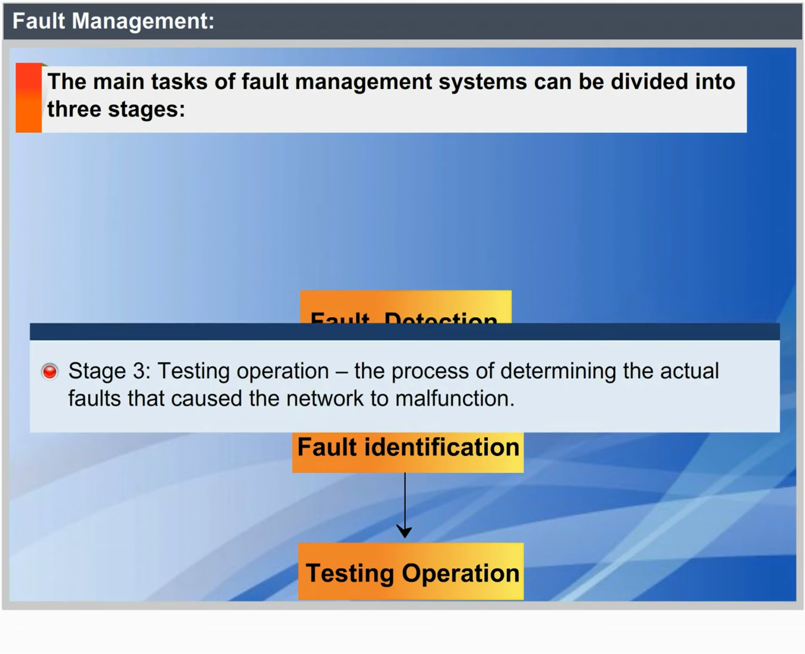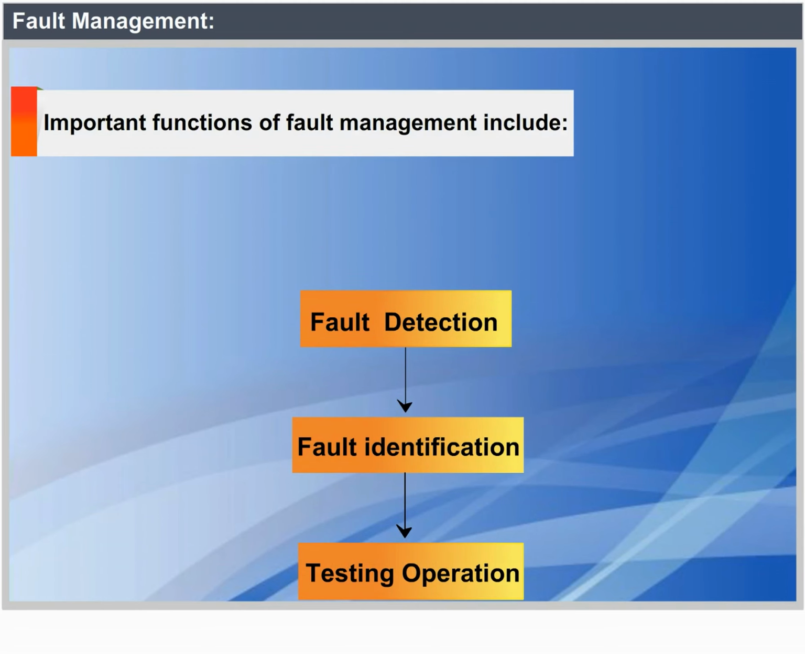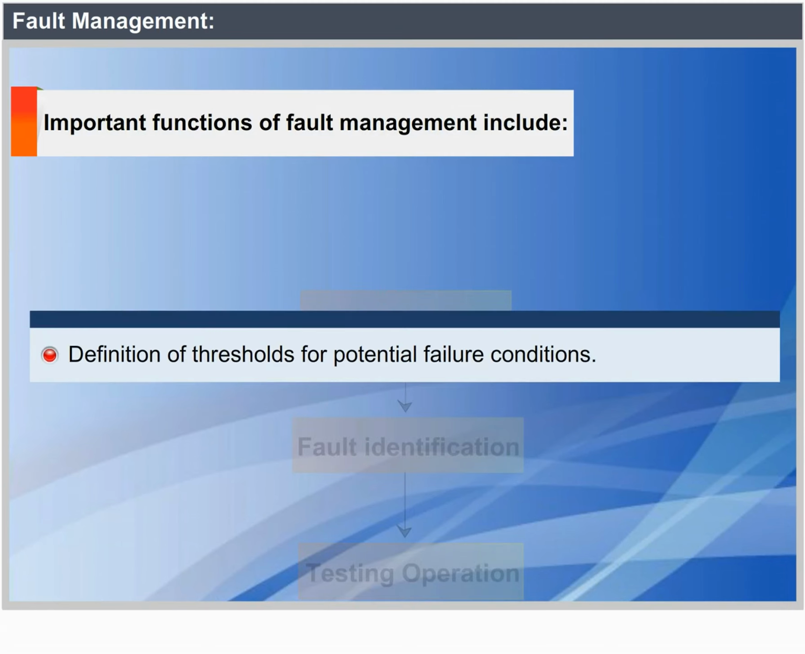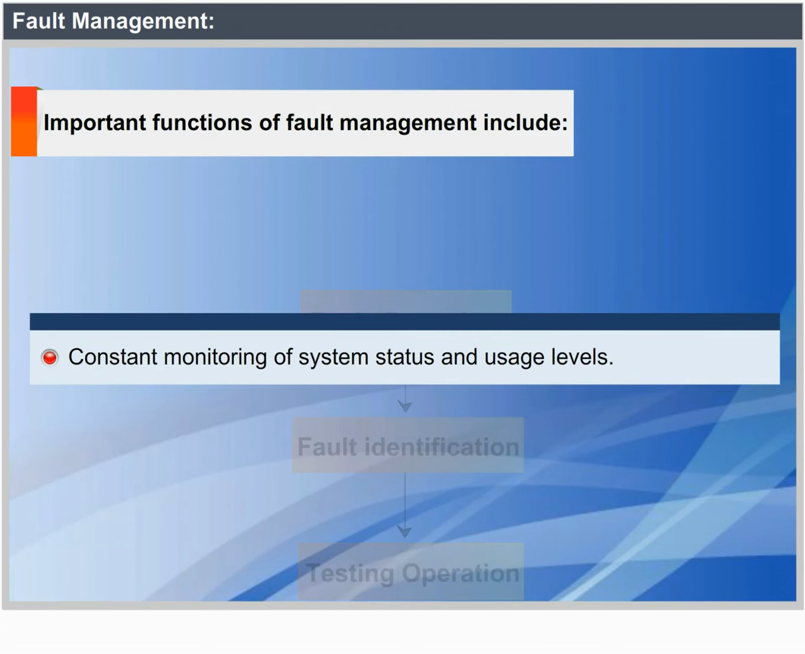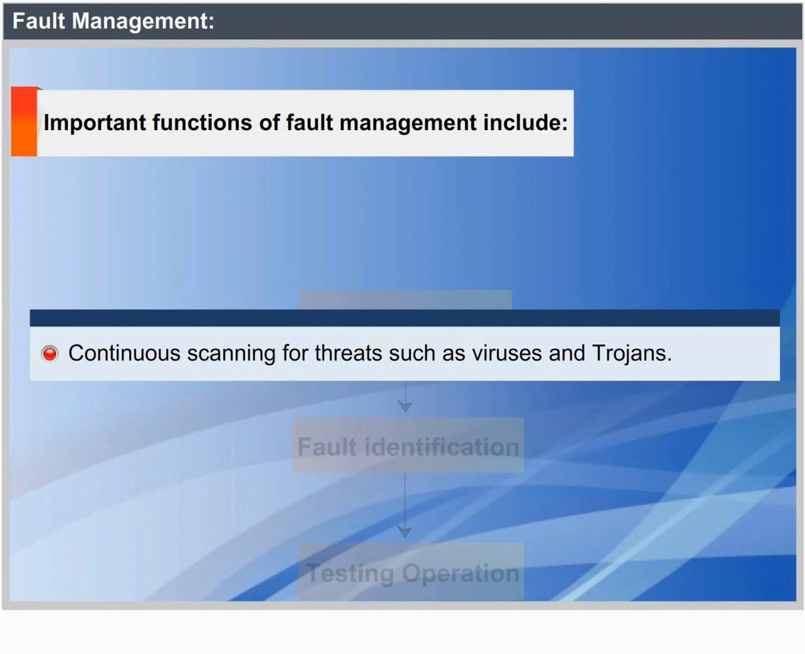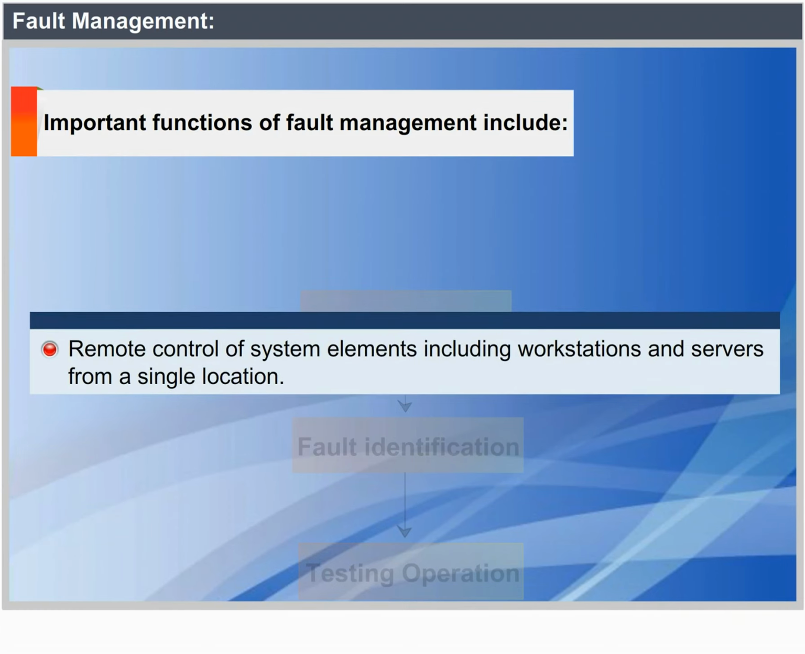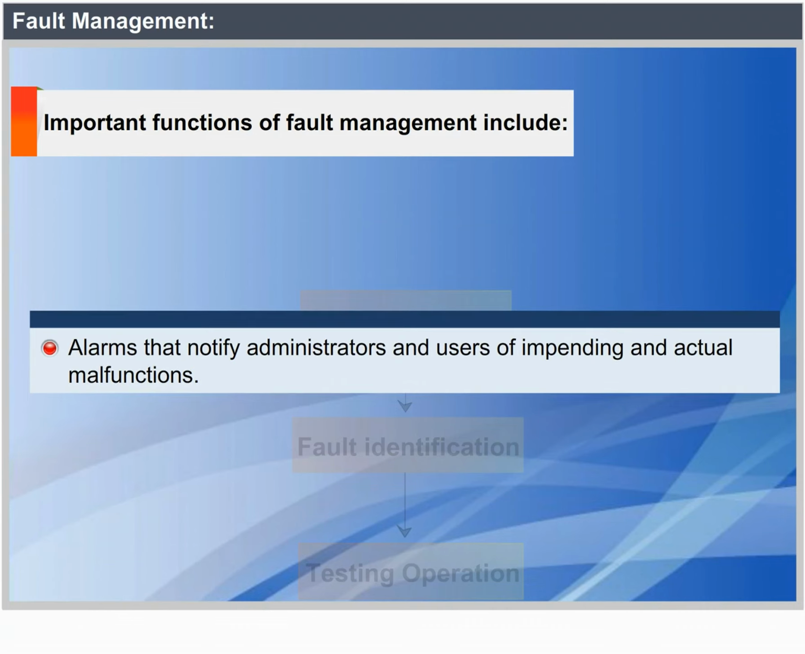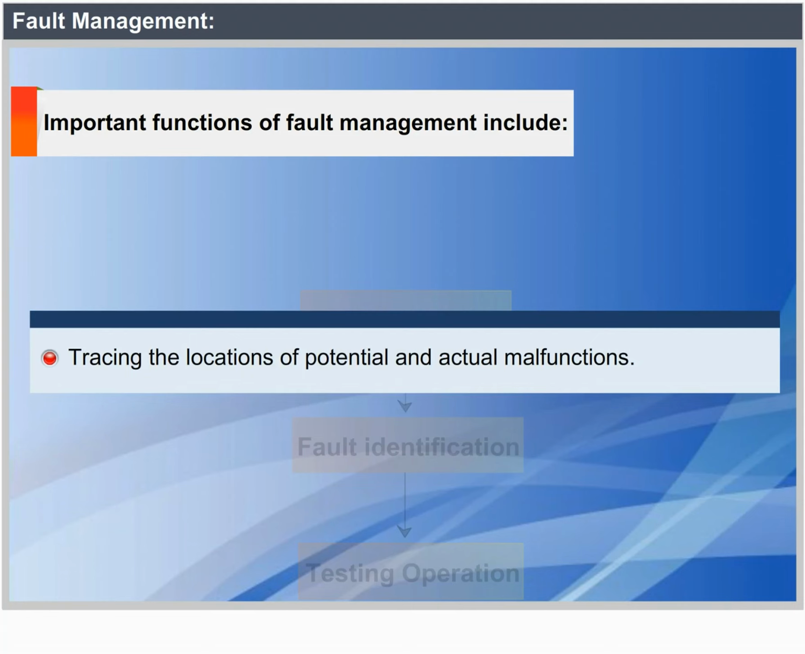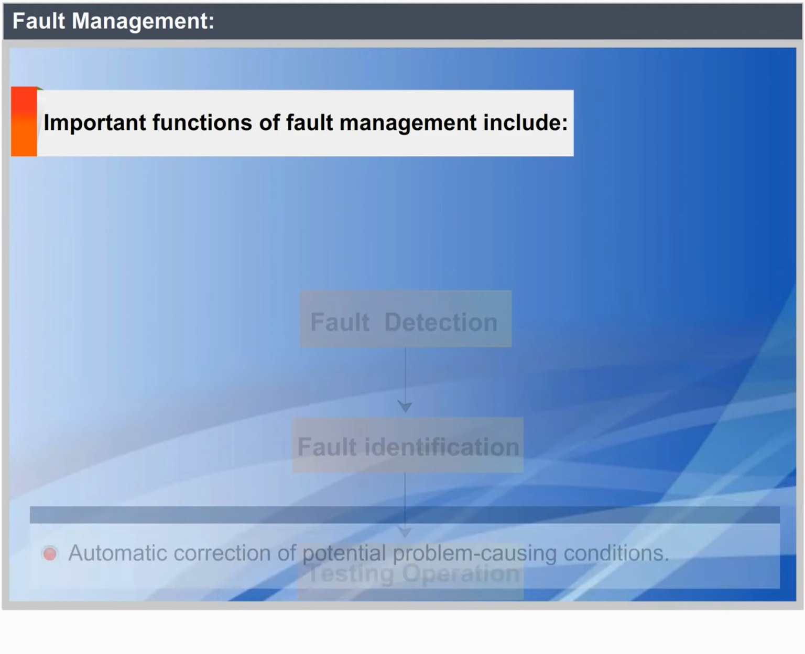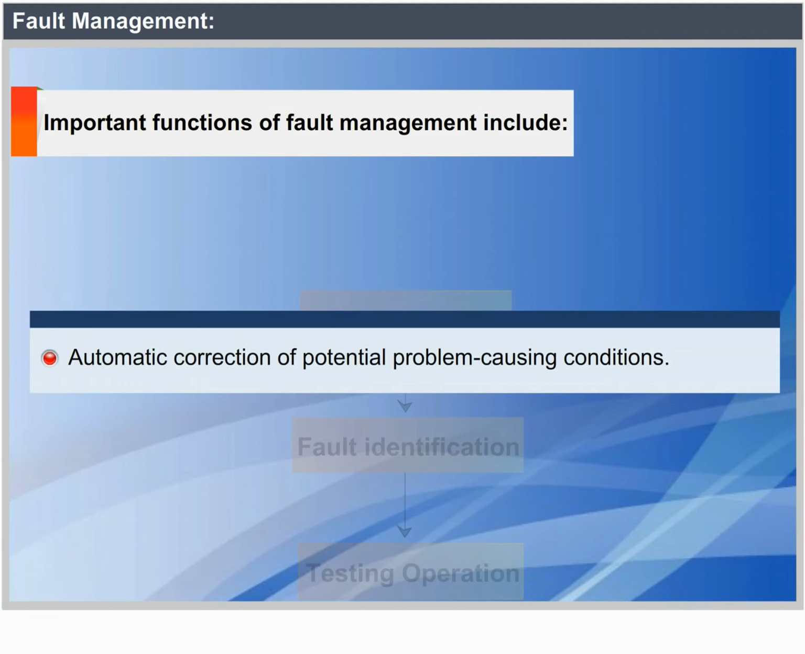Important functions of fault management include definition of thresholds for potential failure conditions, constant monitoring of system status and usage levels, continuous scanning for threats such as viruses and trojans, general diagnostics, remote control of system elements including workstations and servers from a single location, alarms that notify administrators and users of impending and actual malfunctions, tracing the locations of potential and actual malfunctions, automatic correction of potential problem-causing conditions, automatic resolution of actual malfunctions, detailed logging of system status and actions taken.